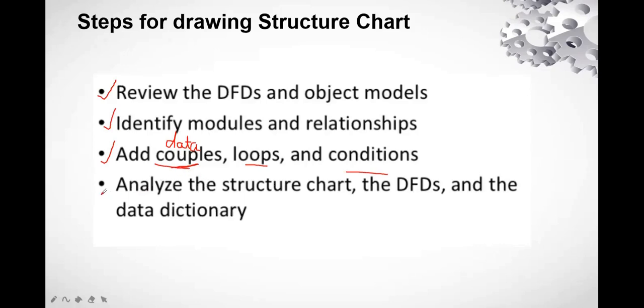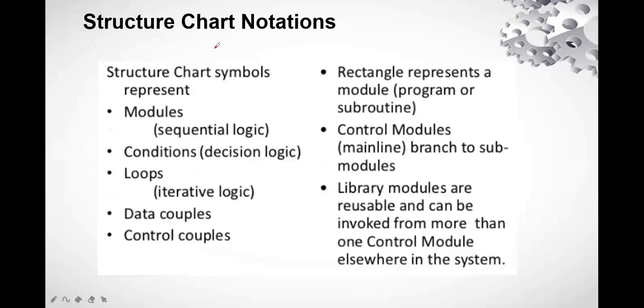Now the next thing is we need to analyze the structure, that is the structure chart, the DFDs and the data dictionaries. So the main aim is we need to review the DFDs, identify the modules and relationships, and add what? Couples, loops and conditions, right? Now in any type of diagram, we need to understand the notations which are used for the diagram of that particular specification. Here we are talking about the structure chart. So we are working on the notations of the structure chart.